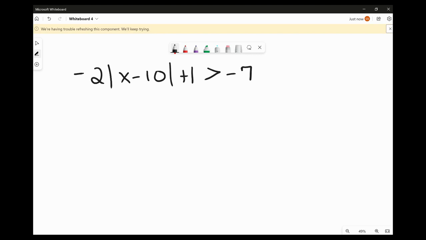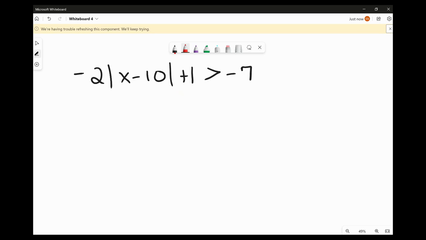Okay, guys, we're going to talk about solving inequalities with absolute value signs in them. And you'll notice the absolute value signs are here. When you're solving an absolute value inequality, just like when you're solving an absolute value equation, you have to get the absolute value signs by themselves before you can make any determinations on what's going to happen.